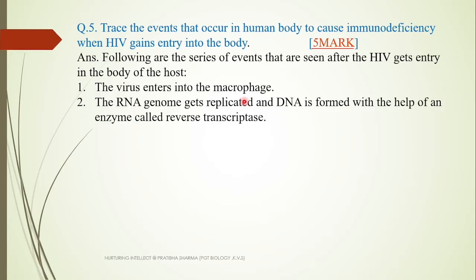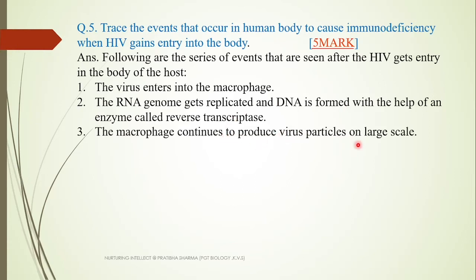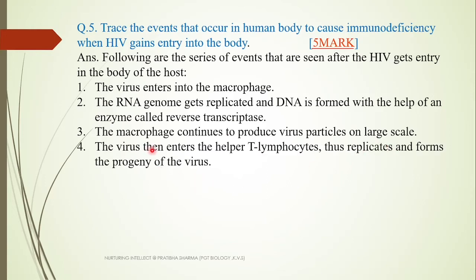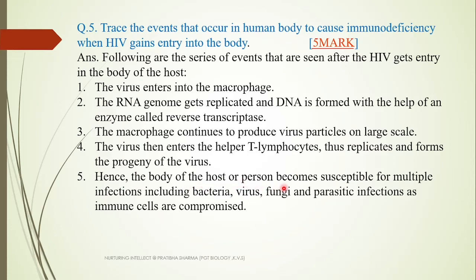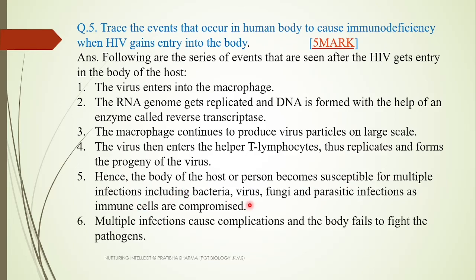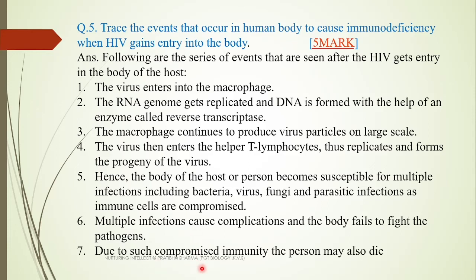First, the virus enters into macrophages. Then the RNA genome gets replicated and DNA is formed by the enzyme reverse transcriptase. Then macrophages continue to produce viral particles on a large scale. Then these viruses leave the macrophages and attack what? Helper T lymphocytes, and replicate and form the progeny of the viruses. Hence, the body of the host becomes susceptible to multiple infections, including bacteria, viruses, parasites like toxoplasma, due to the failure of the immune system. And due to this compromised immunity, the person may also die in the full-blown AIDS condition.